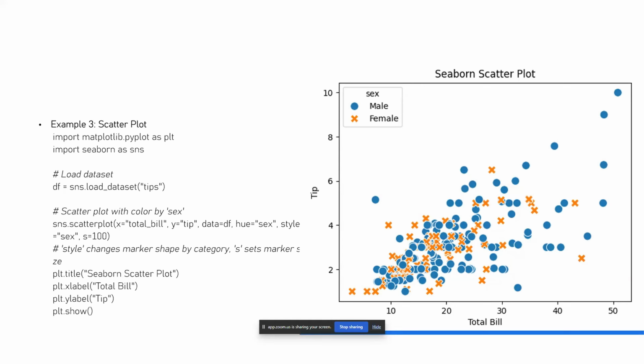So this creates a scatter plot where the x-axis is total bill and the y-axis is the tip amount. The option hue sets the color of the points by the sex of the customer, and the style changes the marker shape for each category. And s equals 100 just makes the markers bigger so that they're easier to see. And then we just add a title, axis labels, and then finally show it.